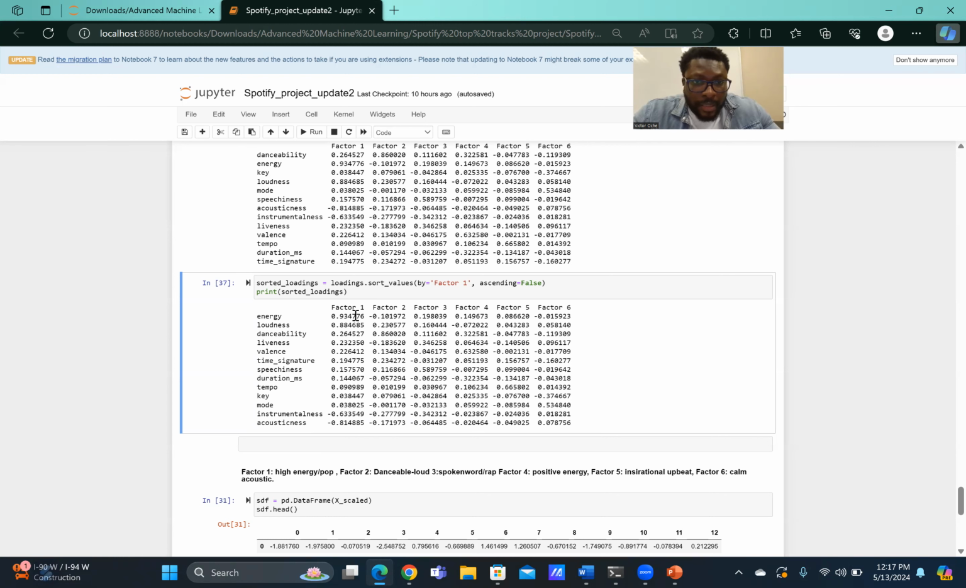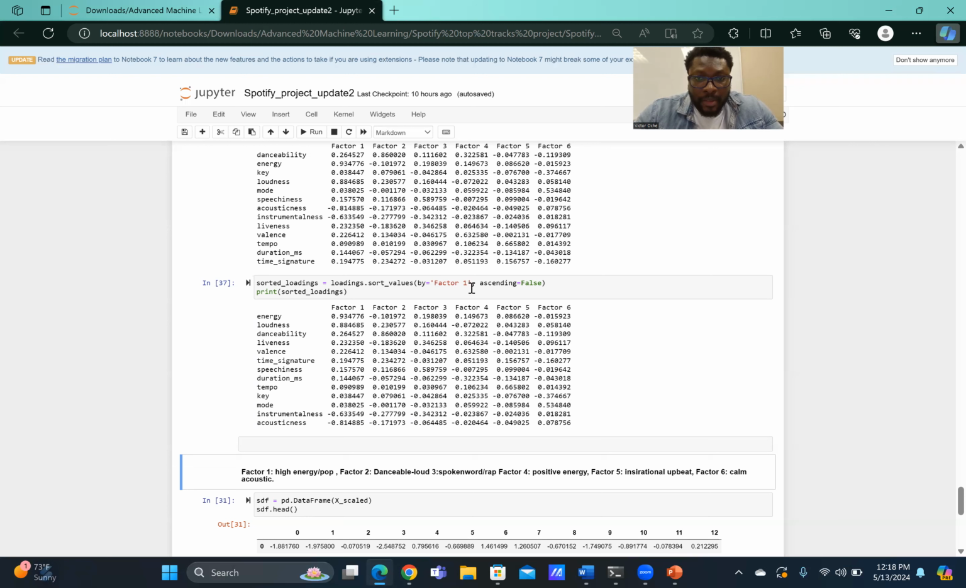So this particular factor tells us that if we're trying to define the mood of this song, it's a high energy danceable song that is not purely instrumental, that is not calm, and it's not live. So from explaining these loadings, this will represent a high energy, loud, danceable song. The mood that will come out of this will be a high energy, energetic mood. So I call this high energy pop because it looks like a pop song.